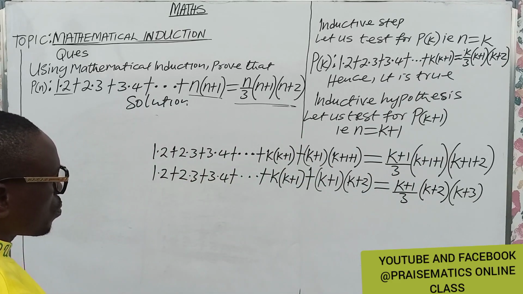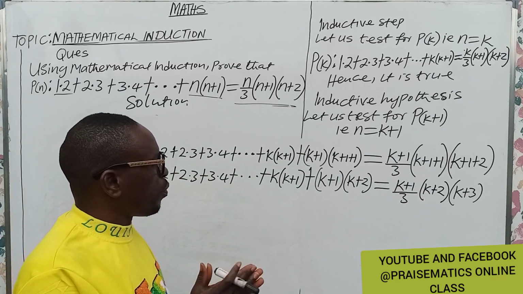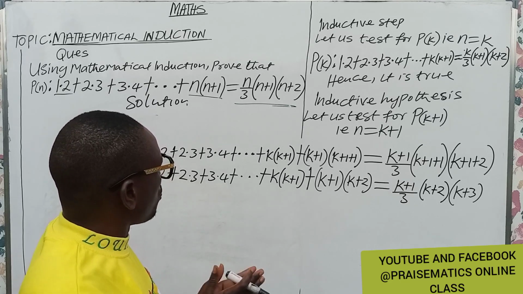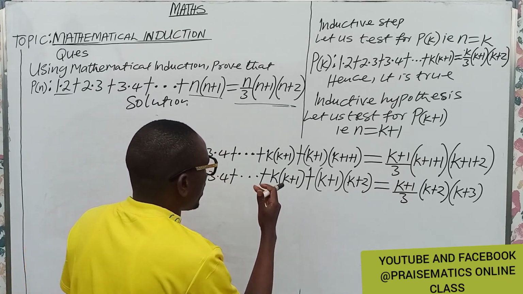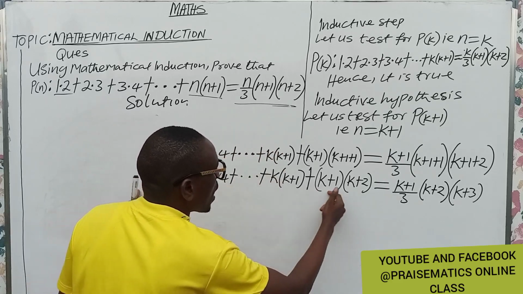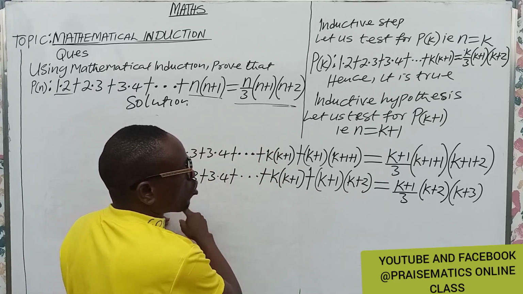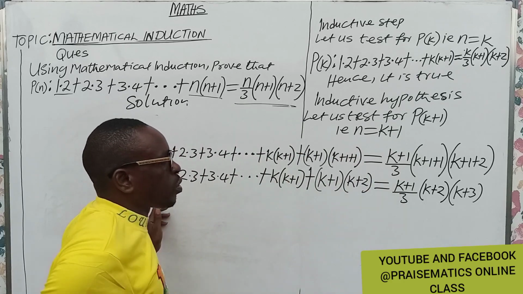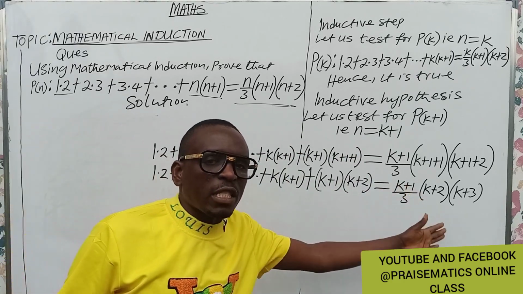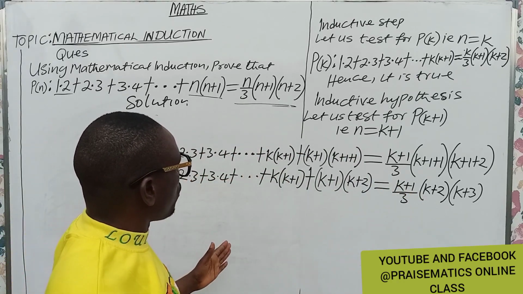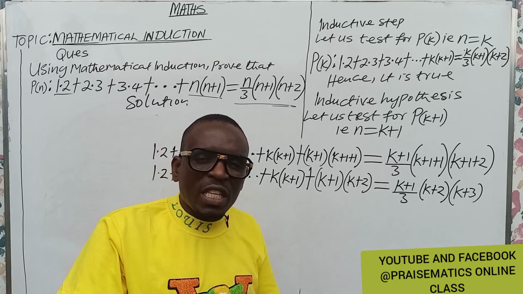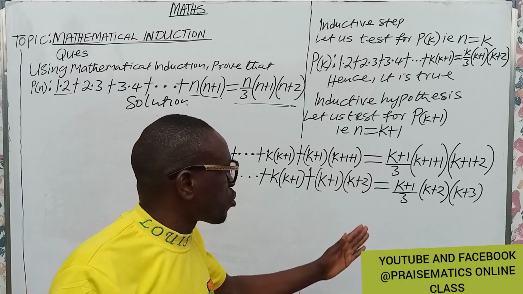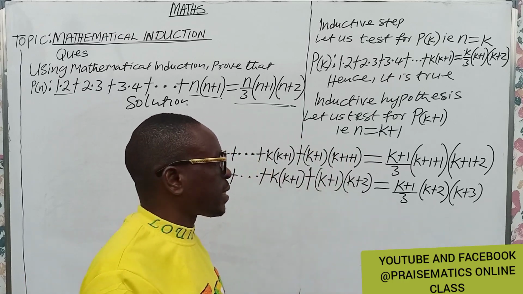What are we proving? We want to prove this question in such a way that the left hand side, after expansion, must be equal to the right hand side after expansion. So we want to prove that the expansion of the left hand side must give you exactly the expansion of the right hand side.